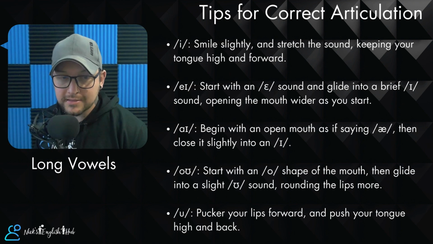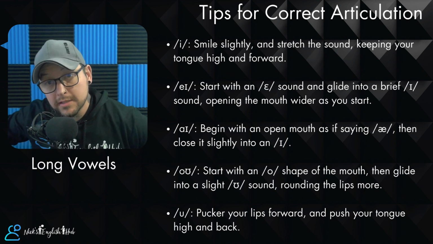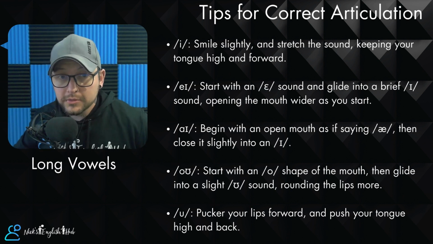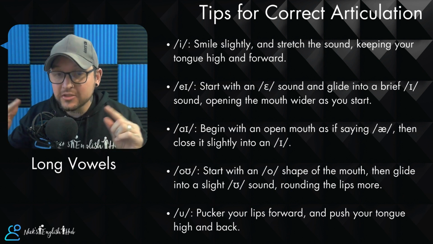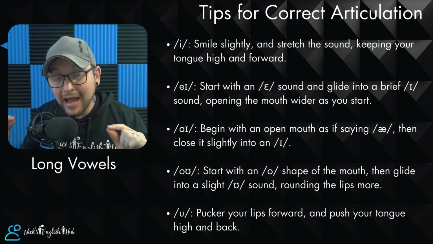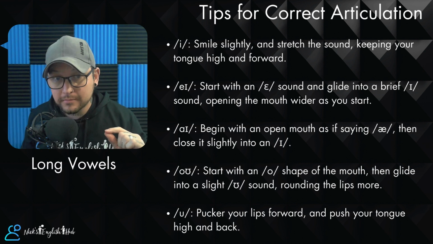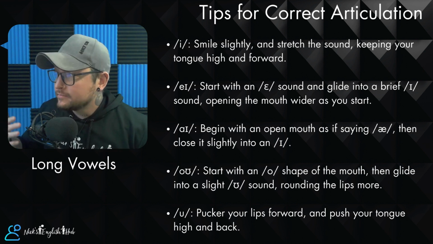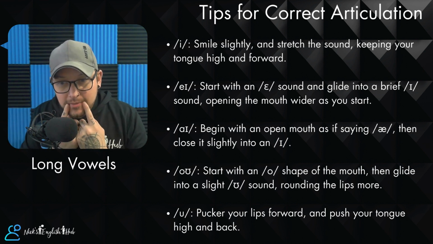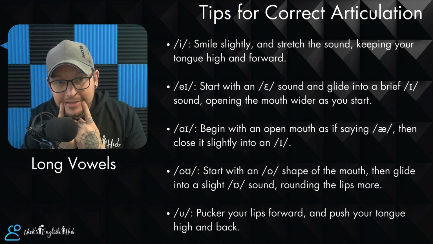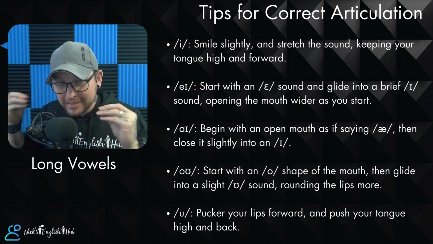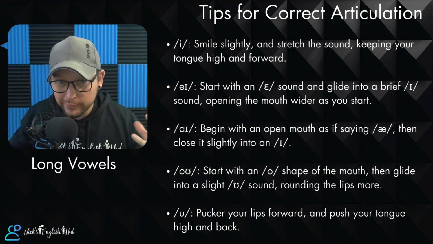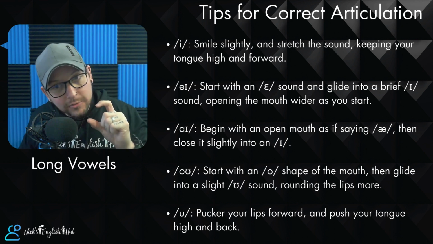Let's get into some tips for correct articulation. We'll start off with the E sound. Smile slightly and stretch the sound, keeping your tongue high and forward. Basically, you want to stretch the corners of your mouth. You want to smile a little bit. You should feel a little bit of tension here. Just a little bit, because if you exaggerate, you're going to look like the Joker from Batman. So just a little bit.